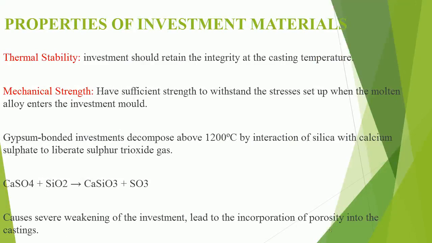So if you were asked to sum up the main properties of investment materials, there are two things that should be kept in mind. The thermal stability, that means that the investment should retain its integrity at the casting temperature. It should not disintegrate. Mechanical strength, it should have sufficient strength to withstand the stresses that are set up when the molten alloy enters the investment mold. And because gypsum bonded investment decomposes above 1200, it should be kept in mind that the temperature should not be raised above 900 to 1000 degrees. This can cause severe weakening, leading to incorporation of porosities, which we will be studying later in detail.